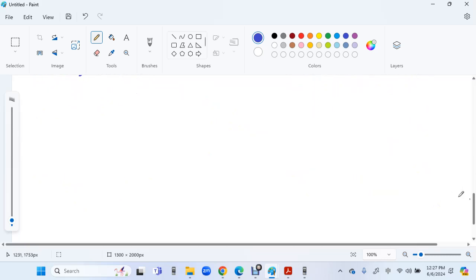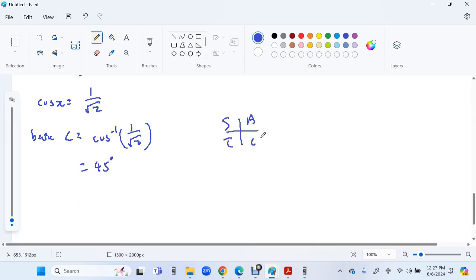And last, if we have cos x equal to 1 over square root 2, then the basic angle will be arc cos of 1 over square root 2, which is 45 degrees. And we have ASTC, so this is theta and 360 minus theta. So x will be 45 degrees and 360 minus 45, so it's 45 degrees and 315 degrees.